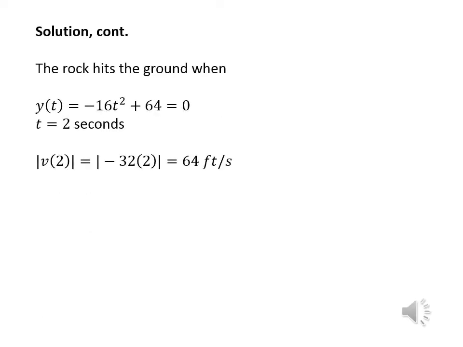Now, as we said earlier, the rock will hit the ground when the height is equal to 0. So we set y of t equal to 0 and solve, either using factoring or else a simple square root, and find that t is equal to either 2 seconds or negative 2 seconds. We reject negative 2 seconds as being out of domain. Now the question was, what is the speed when the rock hits the ground? And so that would be the absolute value of the velocity at 2 seconds, which is 64 feet per second.